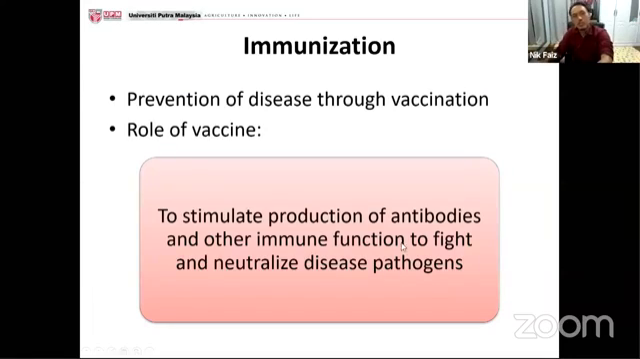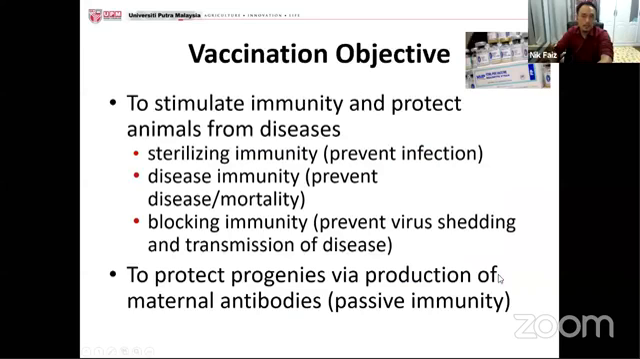So immunization in general is a prevention of disease through vaccination. The role of vaccines is to stimulate production of antibodies and other immune functions to fight and neutralize disease pathogens. The vaccine objective is to stimulate immunity and protect animals from diseases, whether by providing them with sterilizing immunity, which prevents infections or removes pathogens from the host, or disease immunity, which prevents the development of the disease.